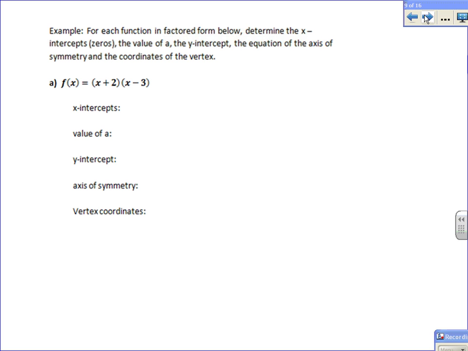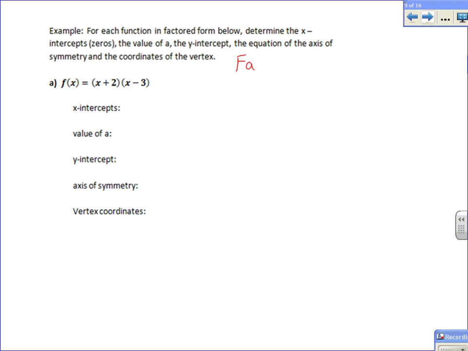Let's do another example. It says for each function that is given in factored form below, determine the values of r and s, or the x-intercepts, determine the value of a, determine the y-intercept c, and determine the equation of the axis of symmetry and the coordinates of the vertex. So use the factored form to solve for just about anything that we could be asked for this graph. Let's start with the x-intercepts, the roots. If I'm given a factored form instead of a graph, I just want to remember what factored form is. So over here, I'm just going to write it out.